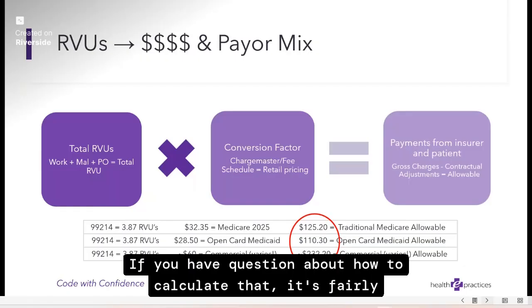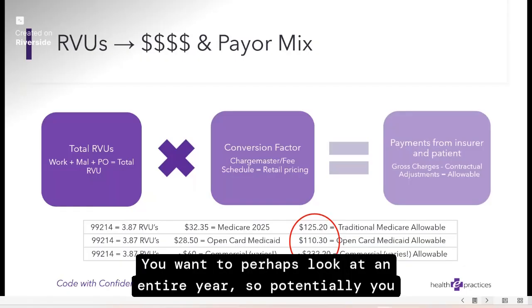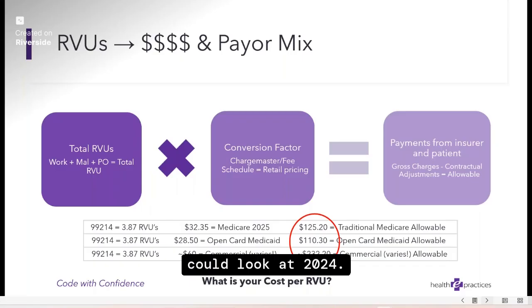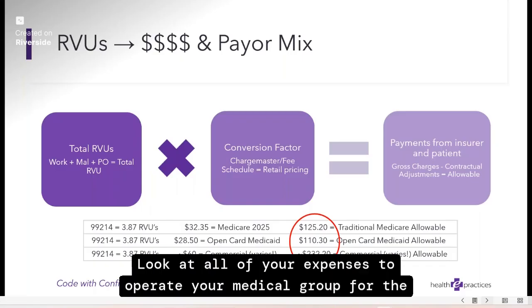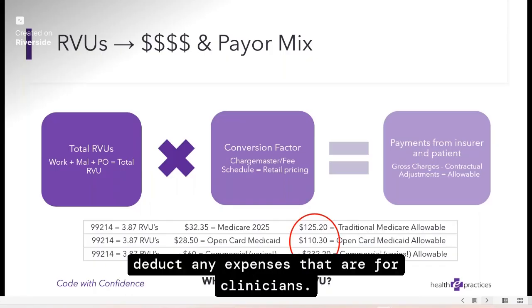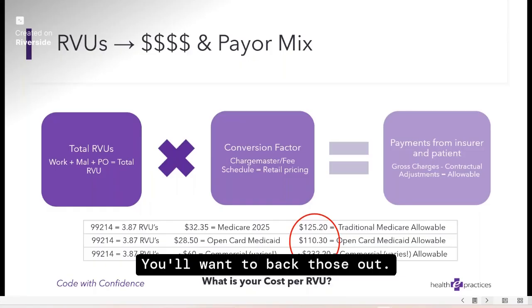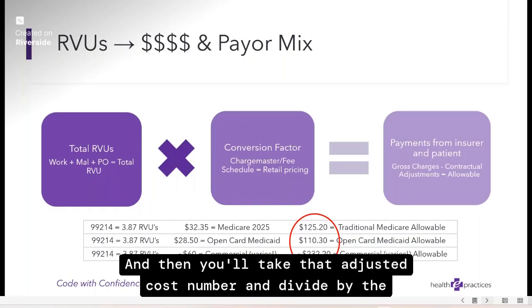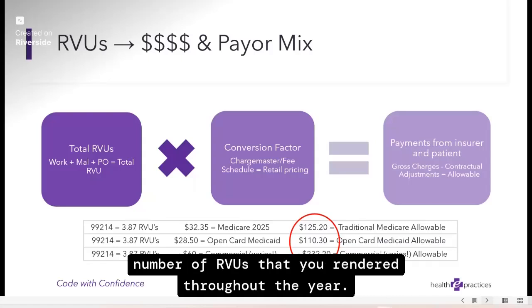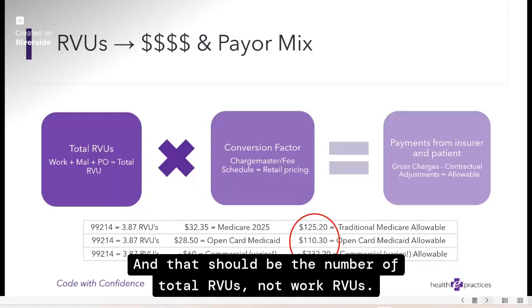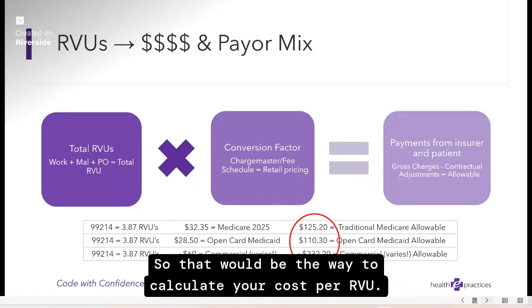If you have a question about how to calculate that, it's fairly straightforward. You want to perhaps look at an entire year, so potentially you could look at 2024. Look at all of your expenses to operate your medical group for the year. Deduct any expenses that are for clinicians, so physician and clinician salaries, etc. You'll want to back those out. And then you'll take that adjusted cost number and divide by the number of RVUs that you rendered throughout the year. And that should be the number of total RVUs, not work RVUs. Some systems will split them out. So that would be the way to calculate your cost per RVU.